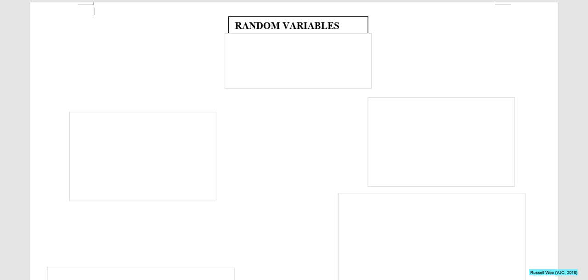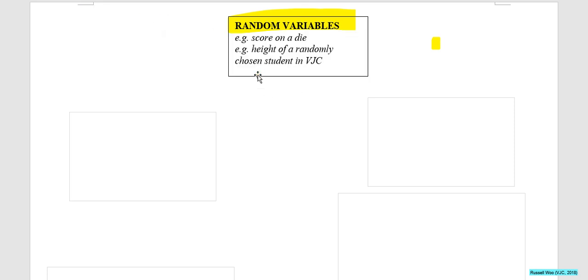And I swear to you that if you can save this in your memory, it's one of the most useful lectures you can ever have. So, let's start. First, I must say that we have learned about random variables. Am I right? Yes? We learned about random variables. Examples of random variables: score of a die, height of a randomly chosen student in VJC.